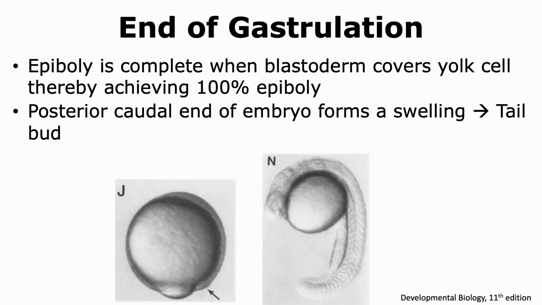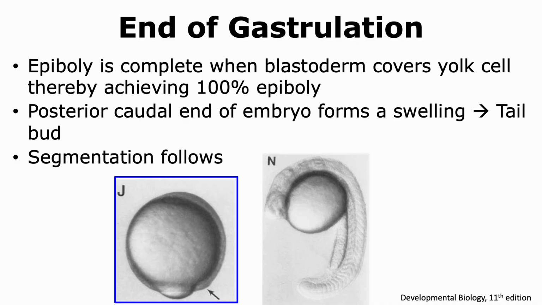So normally the moment the tail bud is formed, that is when gastrulation has come to an end because epiboly is complete. Following gastrulation, segmentation occurs. And this is where we start seeing different body parts form. Now we will not cover the process of segmentation in this specific set of slides.